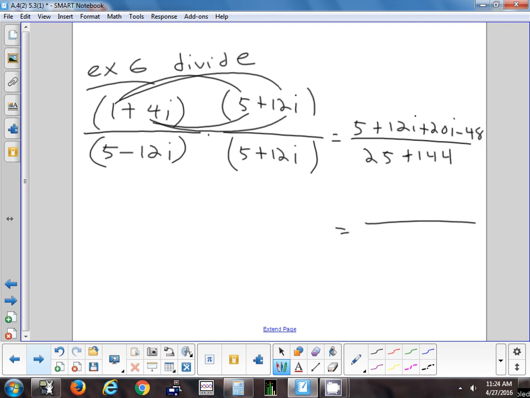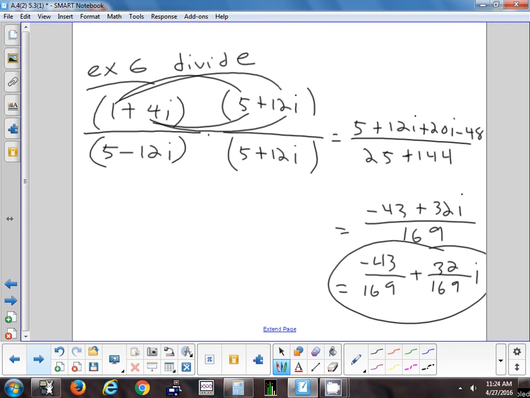All right, let's combine our like terms in the top. What's 5 take away 48? Negative 43. 12i plus 20i is 32i. And what's 25 plus 144? 169. Can I leave my answer like that? No, it's basically the way I want it. Just split the 169 into 2 fractions with a plus sign between them. Negative 43 over 169 is my real part. 32 over 169 is my imaginary part.